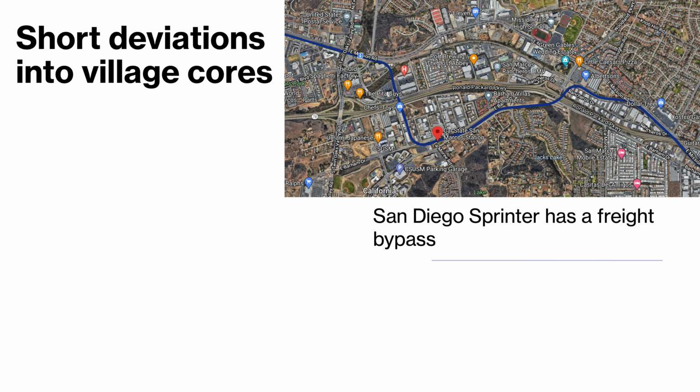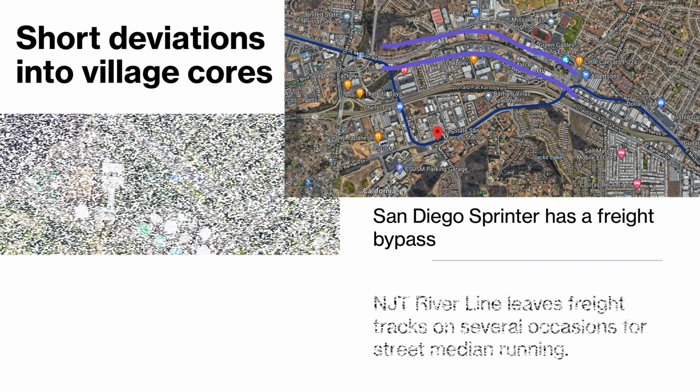DMUs also sometimes have short diversions into village cores. Like you can see here, I'm calling it a bypass branch for the Sprinter in San Diego. Highlighted here is the original freight railroad route of the Escondido branch, and you can see that the DMU leaves it and hops over a highway for one station stop in order to better access Cal State San Marcos before hopping back over the highway again to rejoin the freight rail line.